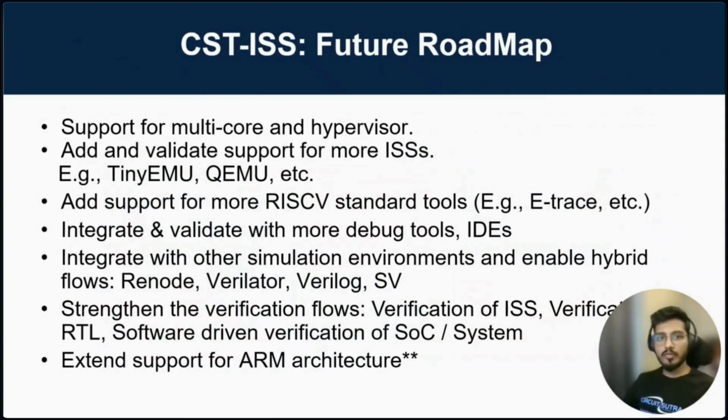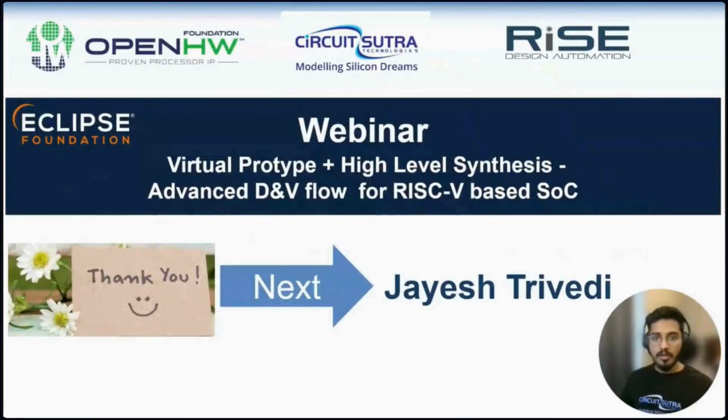Looking ahead, our roadmap includes support for multi-core and hypervisor modeling, adding QEMU to the supported ISS list, extending the framework for ARM architecture, adding support for more RISC-V standard tools, and strengthening the verification flows.